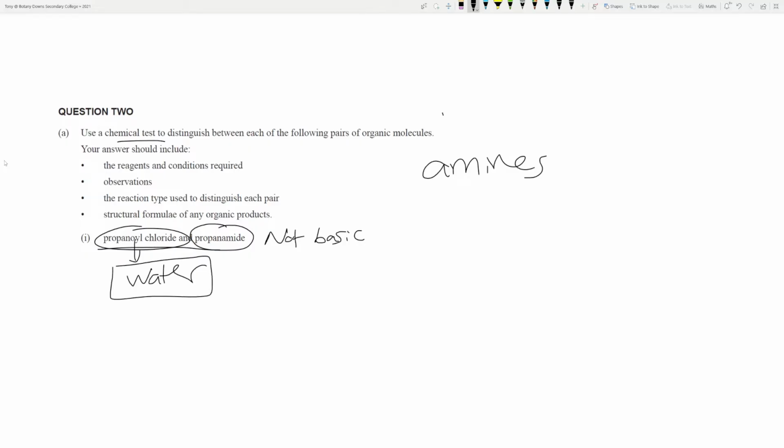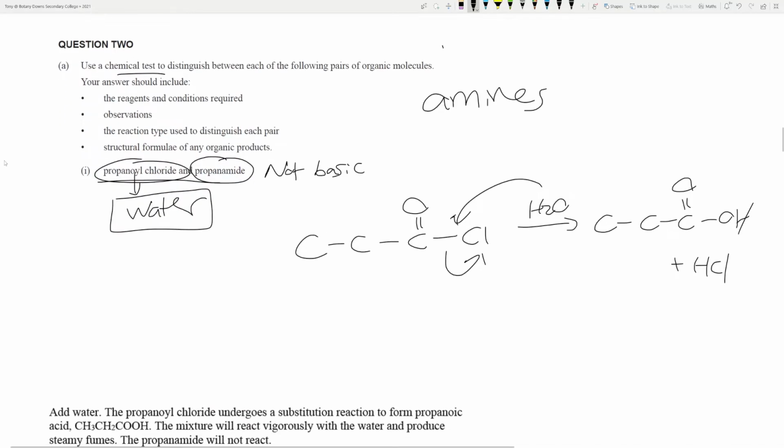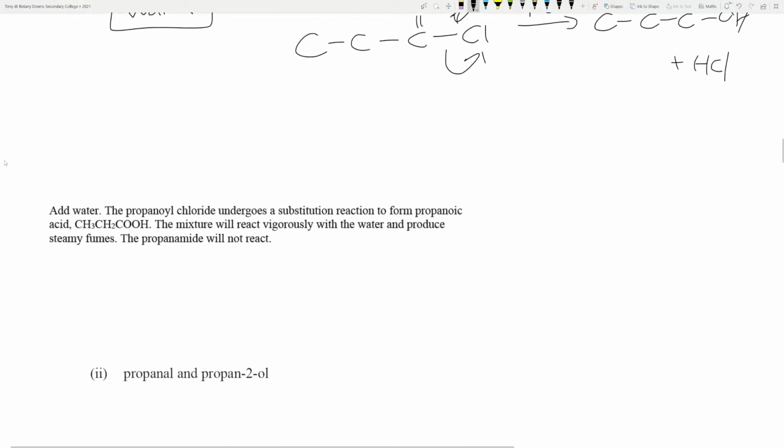So if you put the propanoyl chloride in water, what's going to happen here? You are going to undergo a nucleophilic substitution. The Cl really wants to go, and the oxygen is like, hey, I'm rich in electrons, let me come in. And then you have a substitution reaction. Very, very obvious reaction to do because of the white fumes you're going to produce. So add water, the thing that reacts vigorously and produces fumes is going to be your acid chloride.